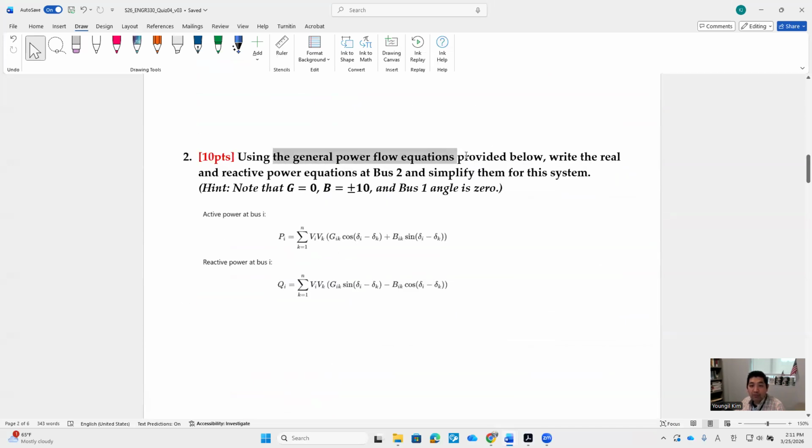Using the general power flow equations provided below, write the real and reactive power equations at bus 2 and simplify them for the system. Some students used another formula for the active and reactive power at bus i. But as I said before, to avoid confusion, I noted the P sub i and Q sub i equations here. Some students used a different one. No, you have to use these two formulas.